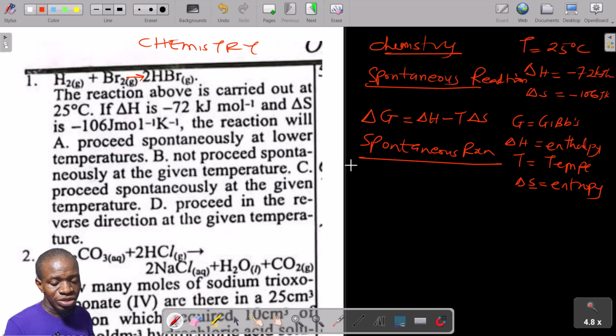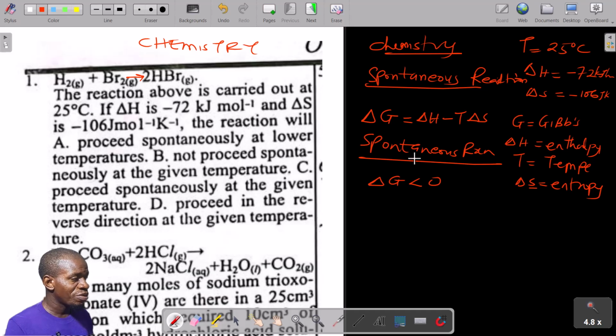Before I talk about the conditions that have to be met, first of all, your delta G has to be what? Has to be negative. Your delta G has to be negative. That your Gibbs free energy has to be negative. So when I say delta G is less than zero, it simply means they are negative.